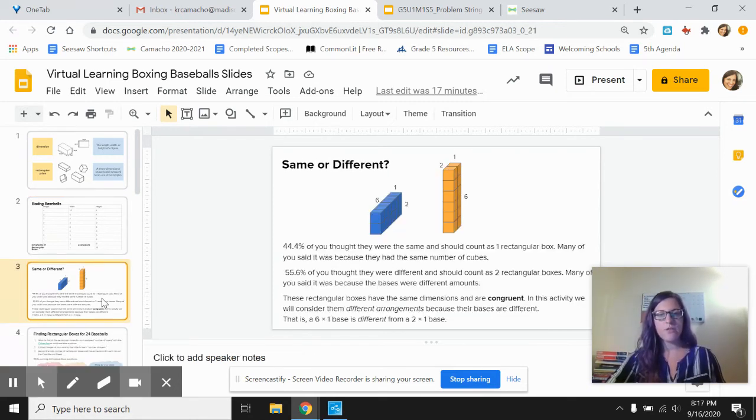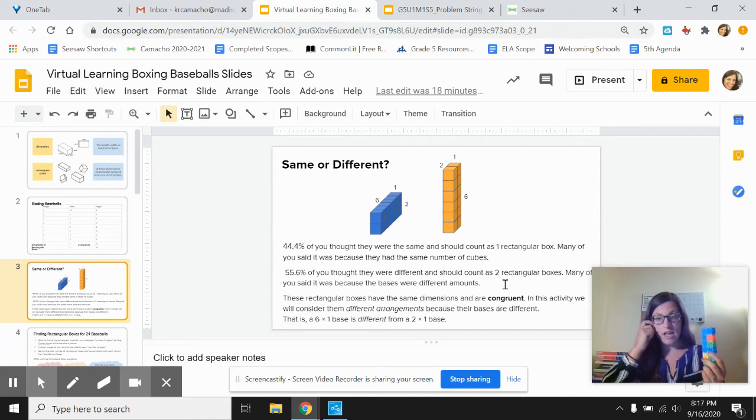I also took a look at your forms, and I noticed these 2. So that's this one here. And you'll notice that we started with it like this in the first picture, and then we flipped it up like this for the second picture. And I asked you if those were the same 2 boxes. 44.4% of you thought they were the same and should count as one rectangular box, and many of you said that was because they had the same number of cubes. 55.6% of you thought they were different and should count as 2 rectangular boxes because the bases were different amounts.